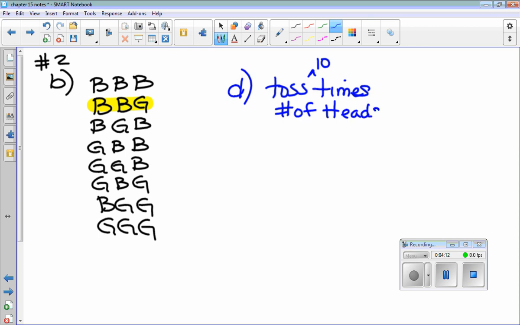Now, not equally likely, okay? But we can have no heads, 1 head, 2 heads, 3 heads, 4 heads, 5 heads. So it's 0 to 10. That's the sample space. That's all you put.